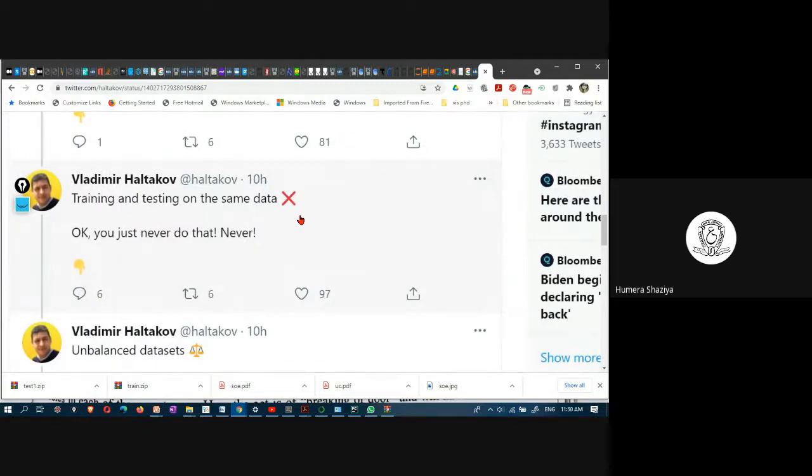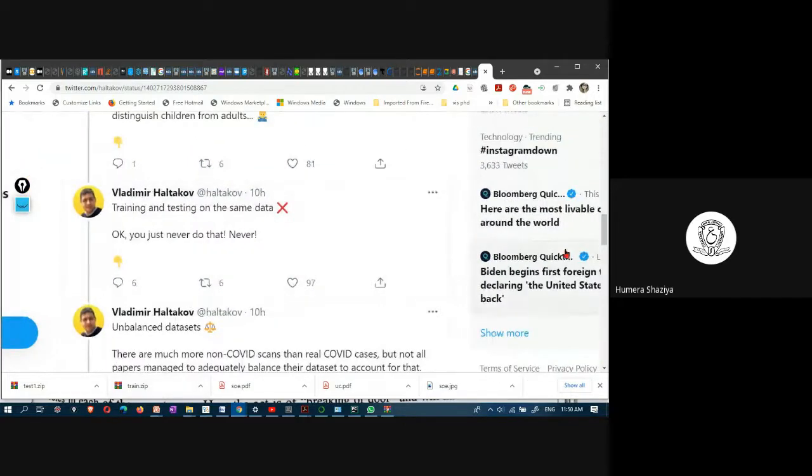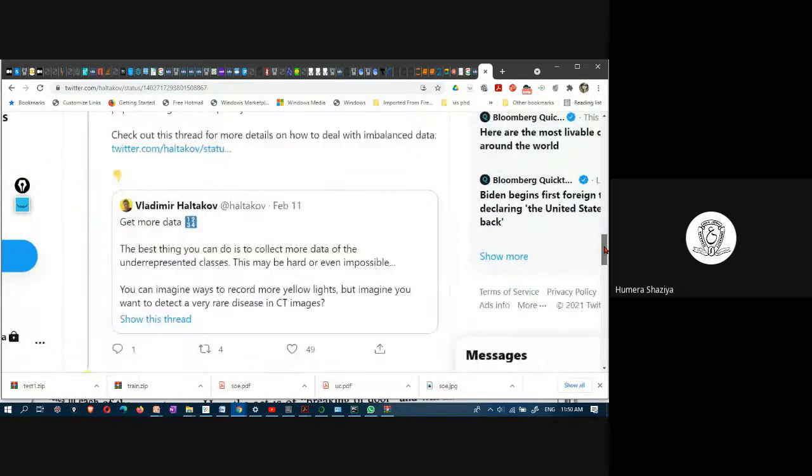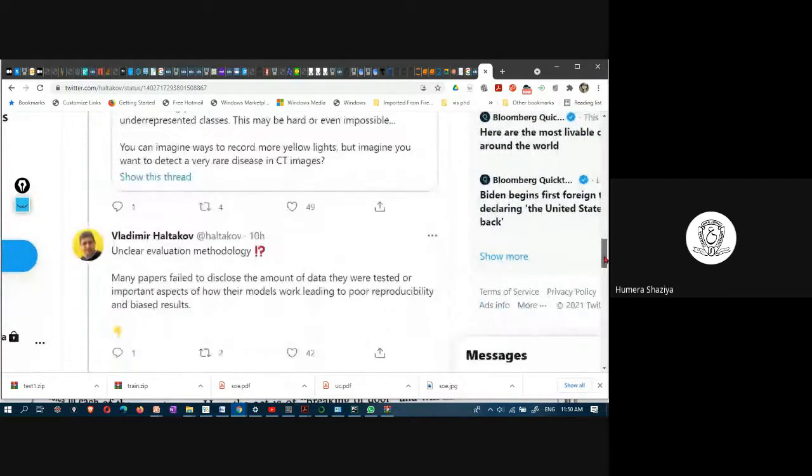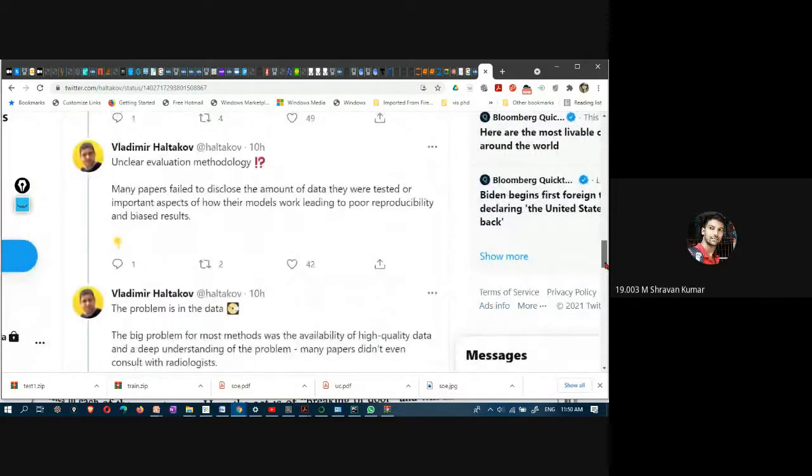Why? Because if you train and test on the same data, that system is not of any significant value, as it knows everything. If it is trained on a particular data and tested on the same data, what's the big deal in that? And you just never do that, never. And there are unbalanced data sets, unclear evaluation.